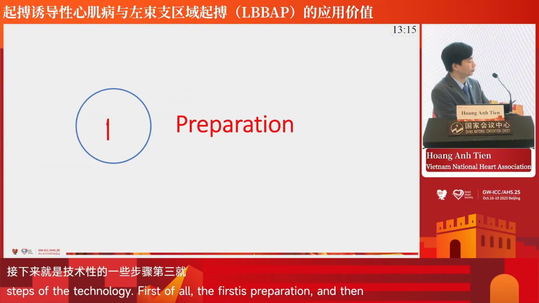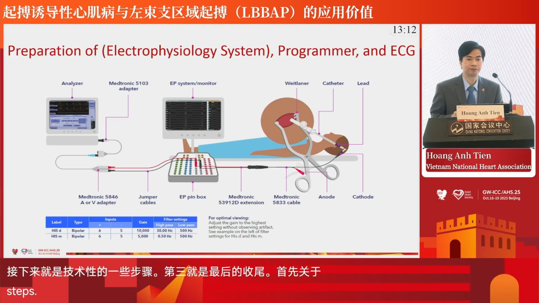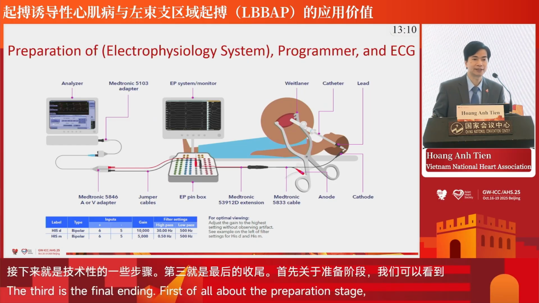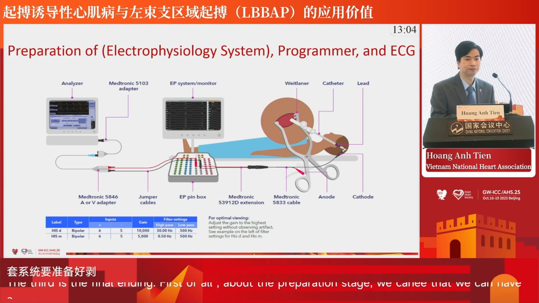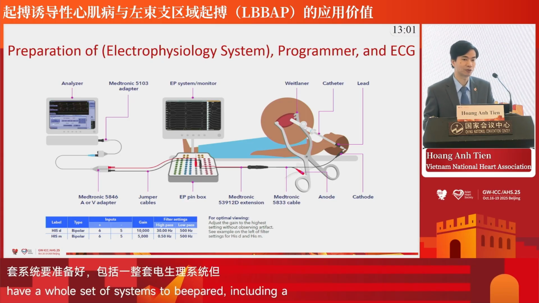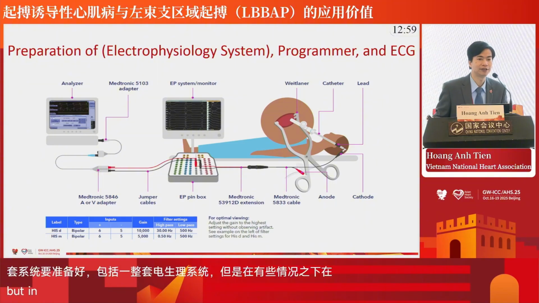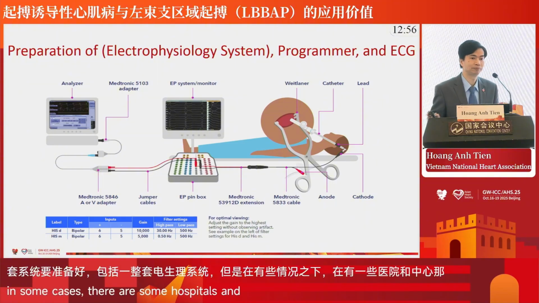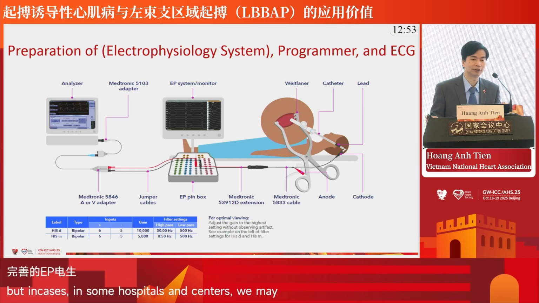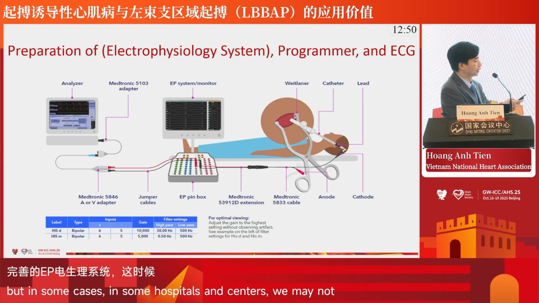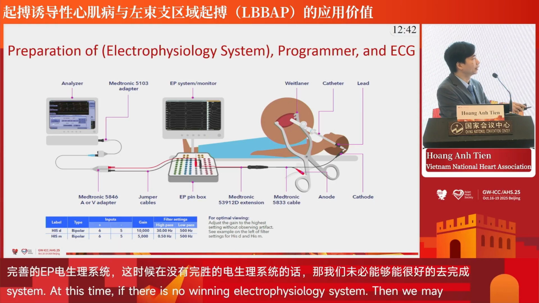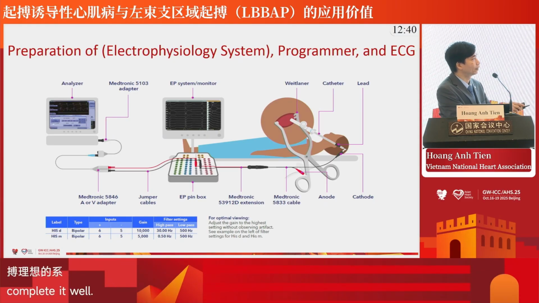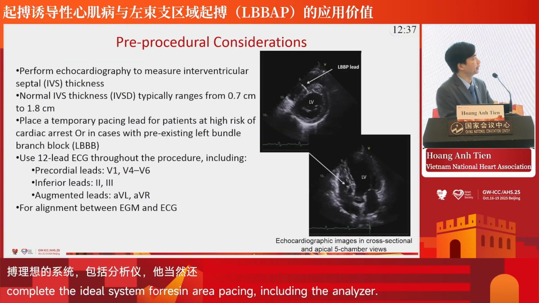About the preparation, we need to have the full system. It's ideal to have an electrophysiology system, but in some hospitals we don't have an EP system, so we can do left bundle branch area pacing without the electrophysiology system. The ideal setup has the analyzer, EP system monitor, and some instruments for doing left bundle branch area pacing.